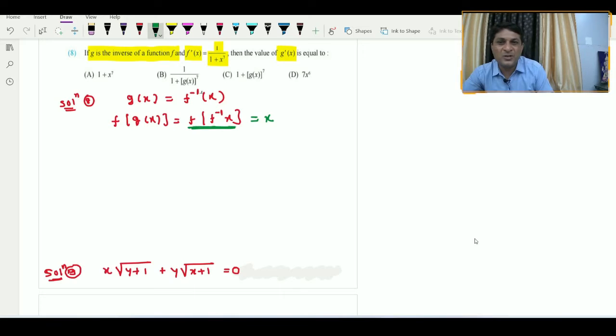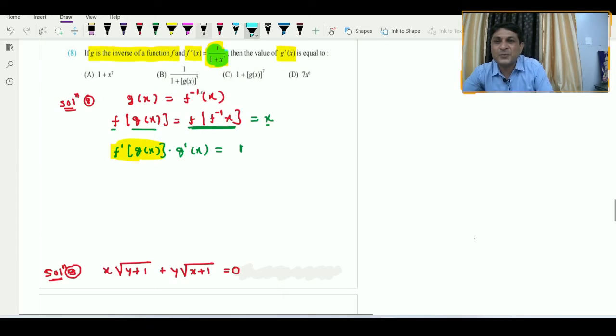So the value of this whole term will be equal to x. Now we are differentiating it with respect to x. The derivative of f of g of x will be equal to f dash of g of x into the derivative of g of x, that is g dash of x. And on this side the derivative of x will be equal to 1. Now we are trying to find the value of f dash of g of x using the given condition that f dash of x will be equal to 1 upon 1 plus x raised to power 7.